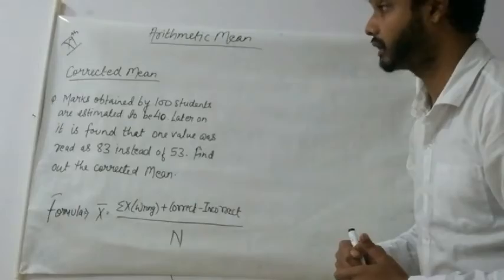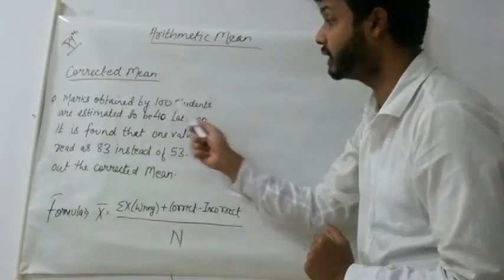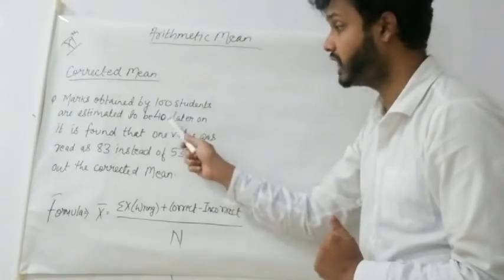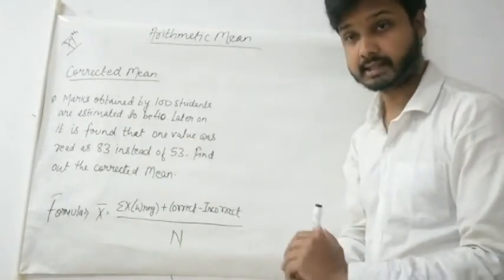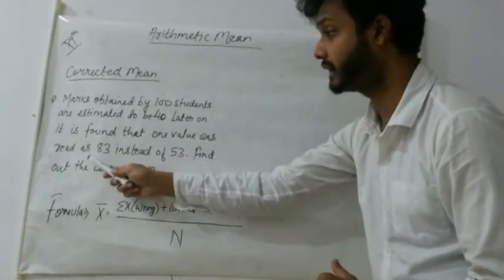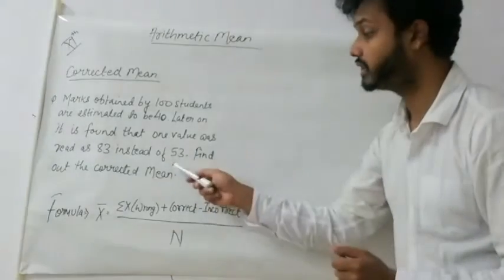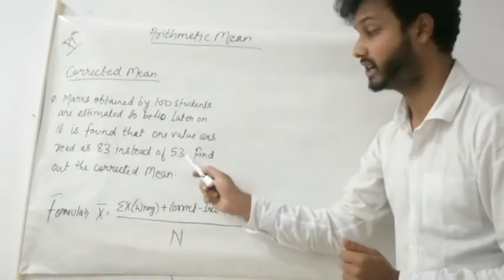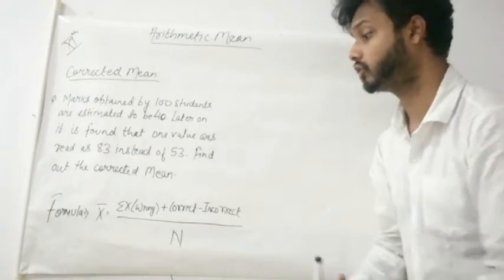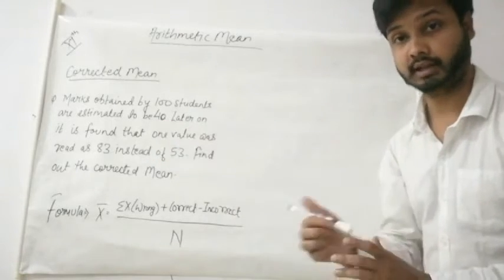See here in corrected mean we have one question. Marks obtained by 100 students are estimated to be 40. So the average or mean here is given to us. Later on it is found that one value was read as 83 instead of 53. It means that we were supposed to write 53, but instead of this we have written 83. Okay. Now we have to find the corrected mean. This mean is wrong one. We have to find the correct.